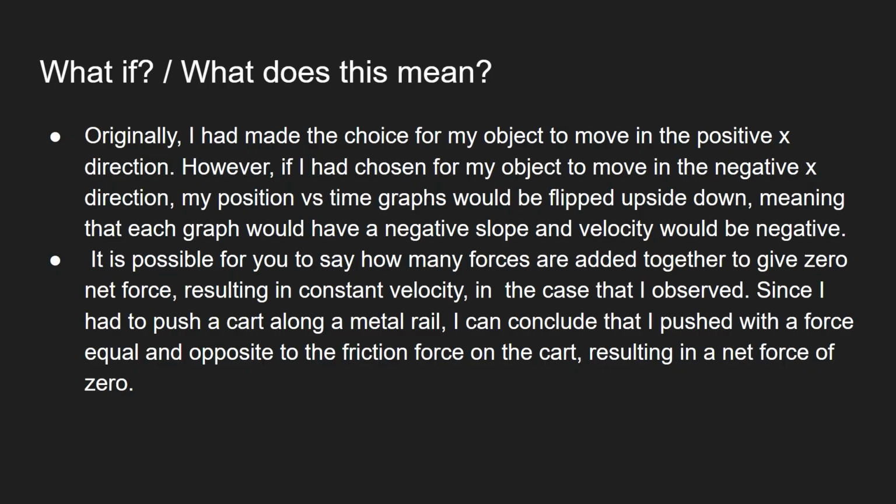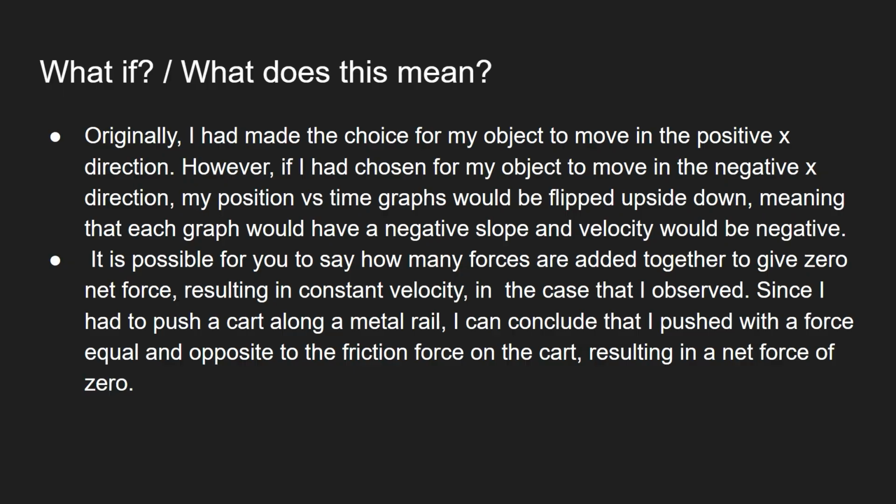Originally, I had made the choice for my object to move in the positive x direction. However, if I had chosen my object to move in the negative x direction, my position versus time graphs would be flipped upside down, meaning that each graph would have a negative slope and velocity would be negative.